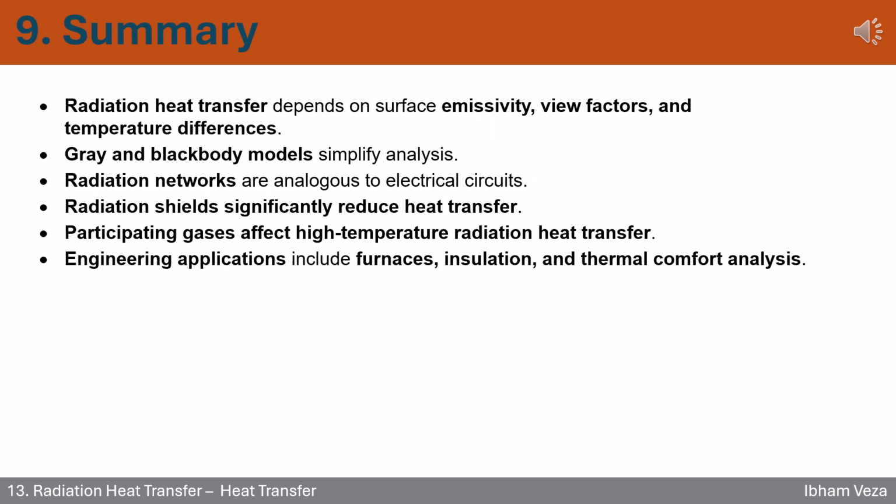9. Summary. Let's wrap up with a quick summary. Radiation heat transfer mainly depends on three things: emissivity of the surface, view factors, and temperature difference. The higher these values, the more heat is transferred. To make things easier, we often use simplified models like gray and black body surfaces, so we don't get stuck in complicated calculations. Radiation networks help us visualize heat transfer like electrical circuits, making analysis more intuitive.